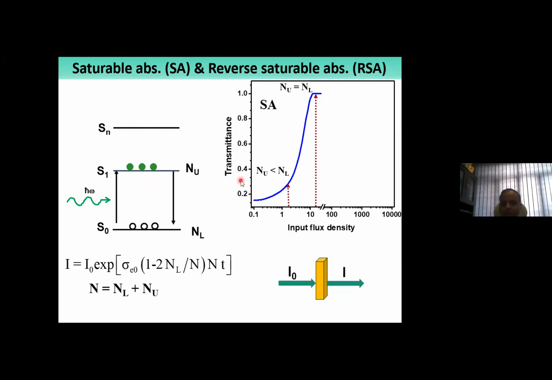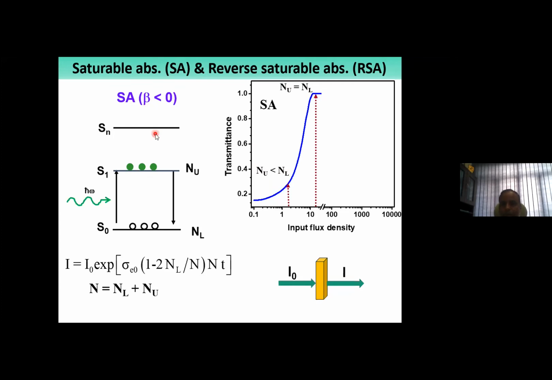Now if you plot the measured transmittance as a function of the input flux density, when the population of the upper state is less than the lower ground state, the transmittance will slowly increase, and when both populations are equal, it will reach the saturable absorption state. This is what we call saturable absorption in light matter interaction, where you get a sign of beta which is negative.